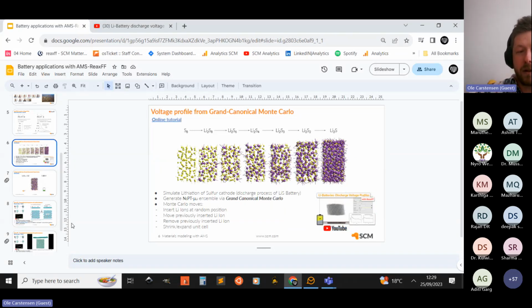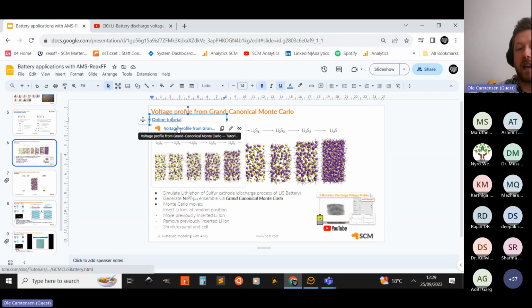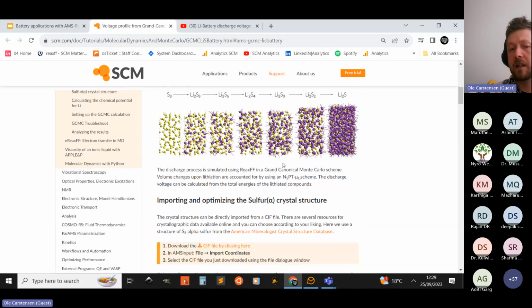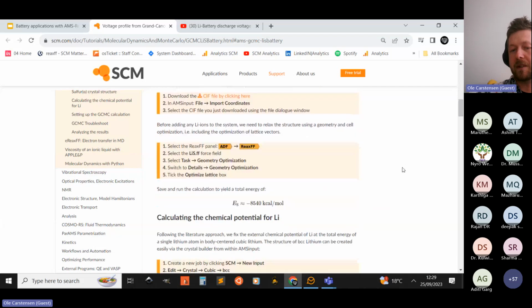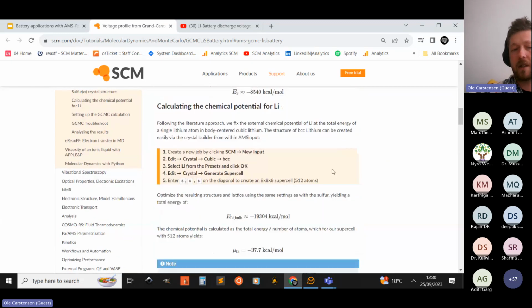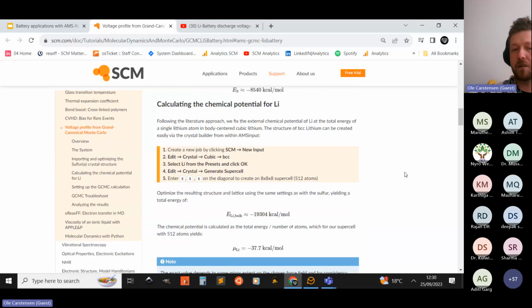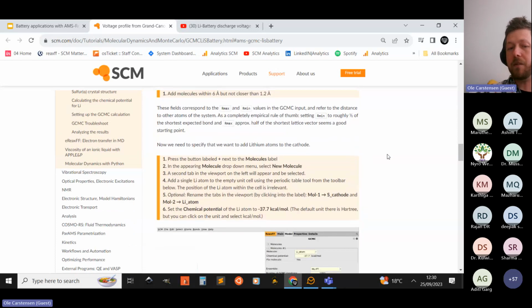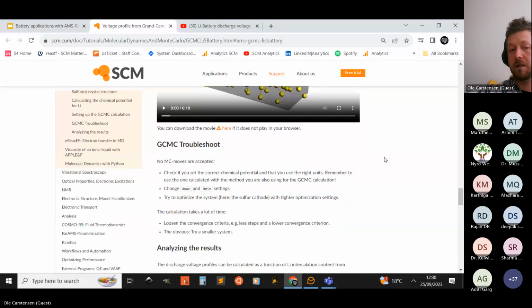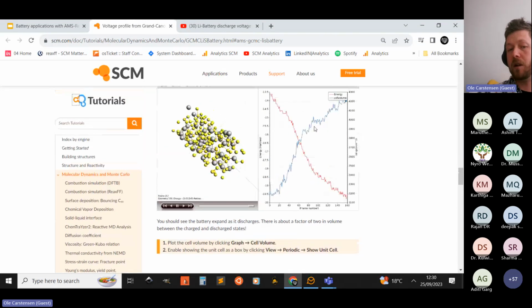Throughout the slides, you find links to these tutorials and YouTube videos all over the place. This is what the tutorials look like. This image you saw in my slides also, and it goes step by step: you find the structure, download, import. This is how you calculate the chemical potential for lithium, and every step is explained. If you just follow along, you'll be able to run this calculation yourself on your laptop or desktop computer. You don't even need any serious computing hardware for this.